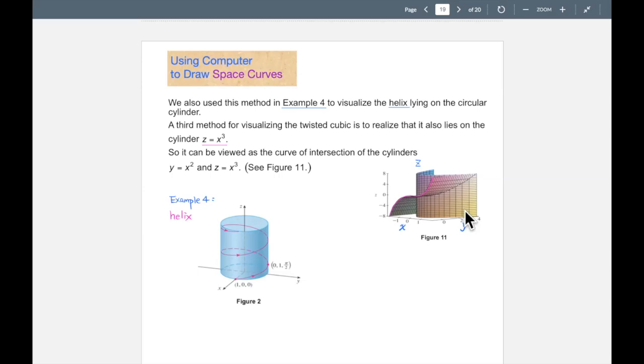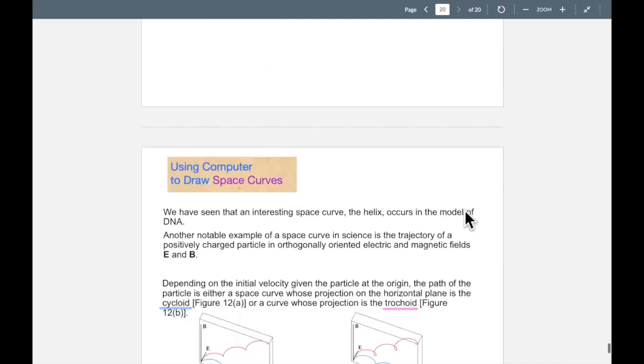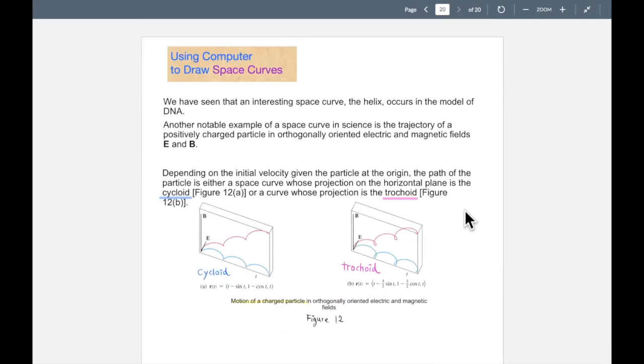Do all those space curves seem interesting? Over here, we have seen the helix is used in the model of DNA.